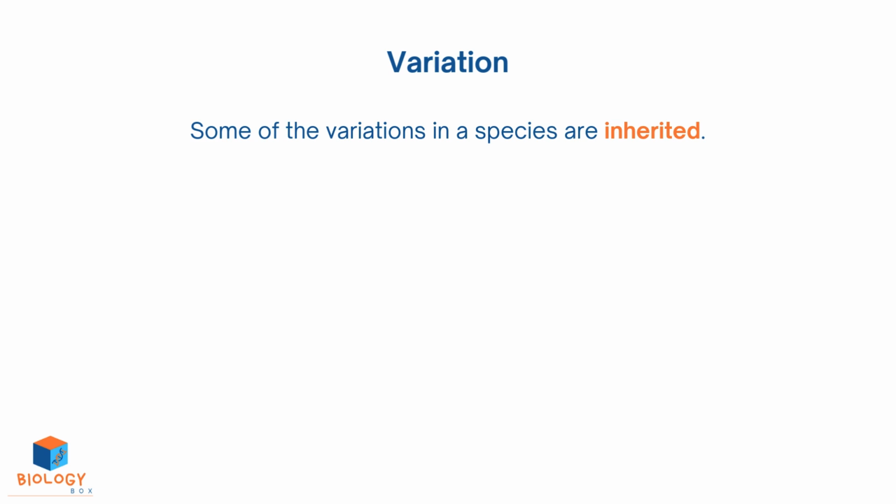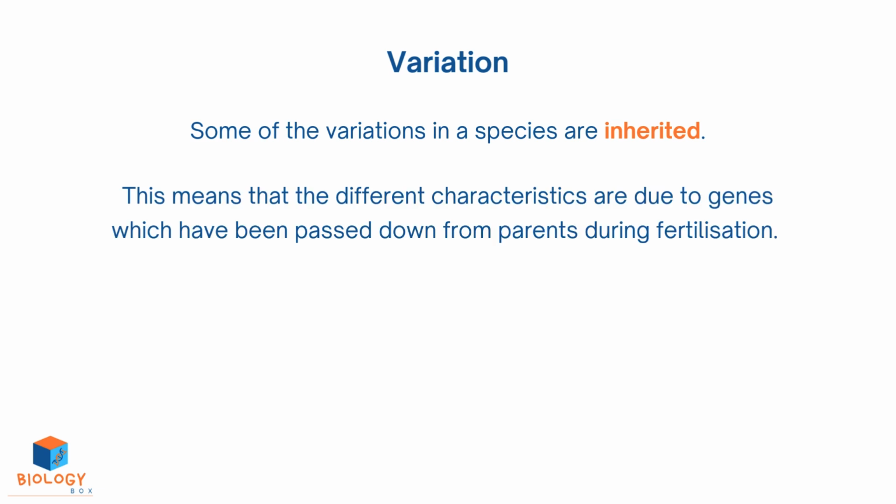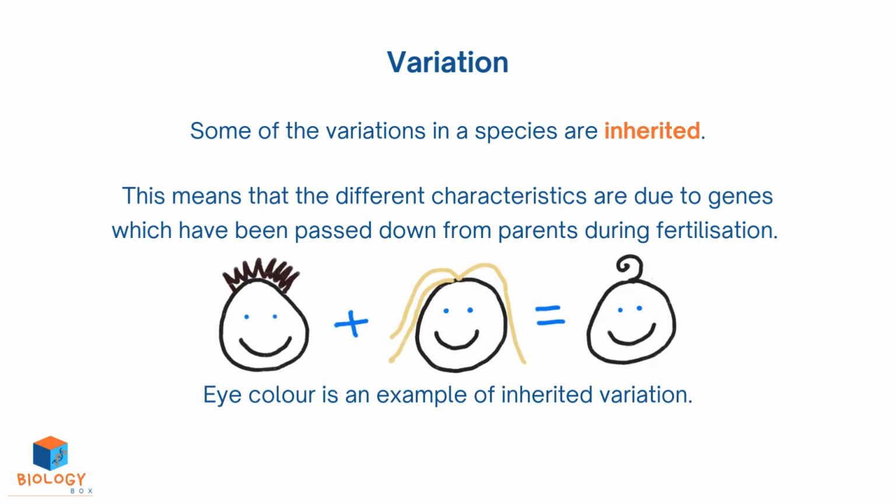Some of the variations in a species are inherited. This means that the different characteristics are due to genes which have been passed down from parents during fertilization. Eye color is an example of inherited variation.